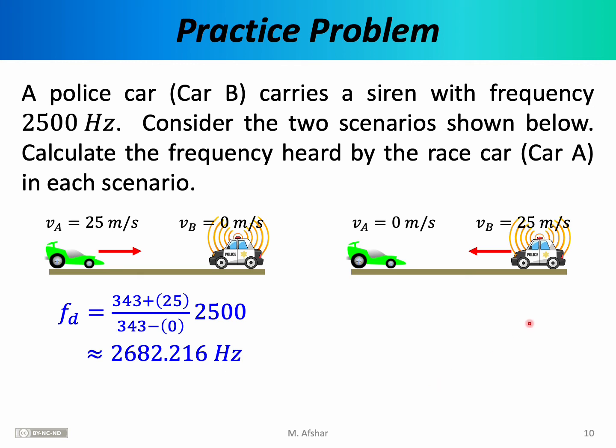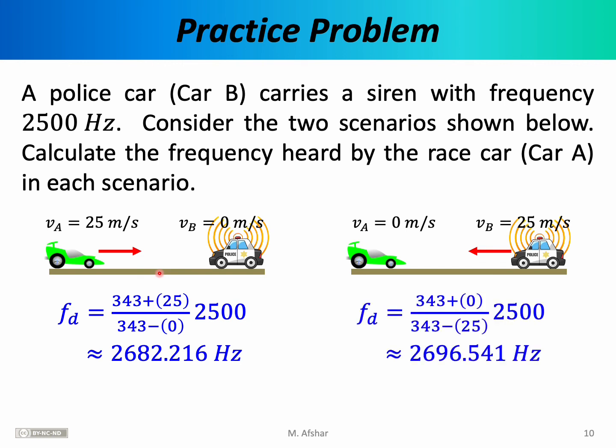Now you might think that the answer for this second scenario should be exactly the same as the answer to the first scenario. However, if you plug in the numbers, you'll see that the answers are slightly different. On the right, velocity of the detector, that's car A, is 0, and velocity of the source is plus 25. Note that the formula has a minus sign, and then what's inside the parentheses is plus 25 because car B is moving towards car A.